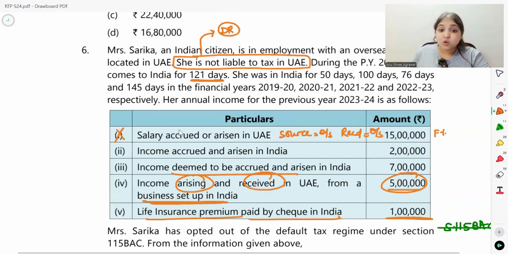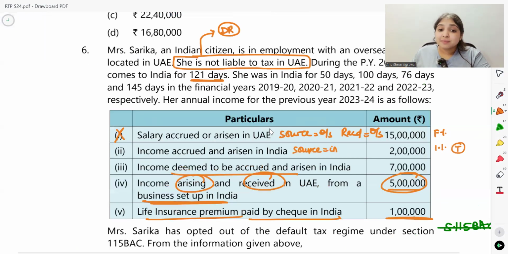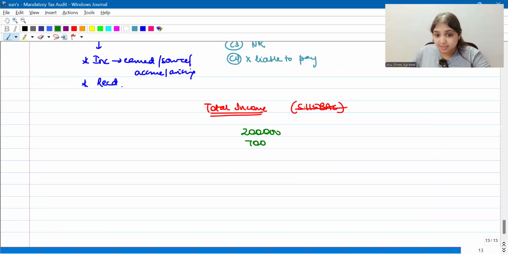Then, income accrued and arisen in India. Here, if you see the source of this income, it is in India. So this becomes an Indian income. This is going to be taxable for my assessee, so I can consider this 2 lakh rupees. Yes, guys. Then, income deemed to accrue and arise in India. Even for this income, the source is in India. Because the source is in India, the 7 lakh again becomes an Indian income. Even this is going to be taxable for the assessee. I can consider the 7 lakhs also.